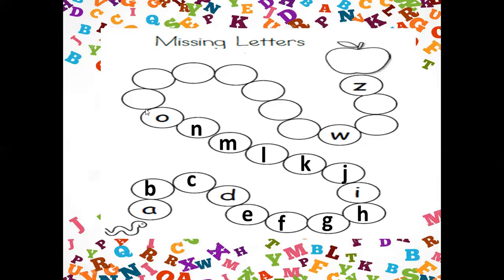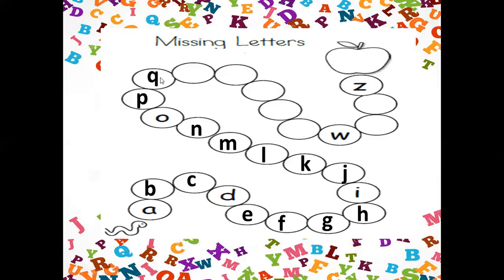Now, after O, again we have missing letters. How many missing letters? One, two, three, four, five, six, and seven. Seven missing letters. The letter after O is P. But what is the next letter after P? Let's check out. It is Q. O, P, Q. And this one is the lowercase p, and q, the small q.